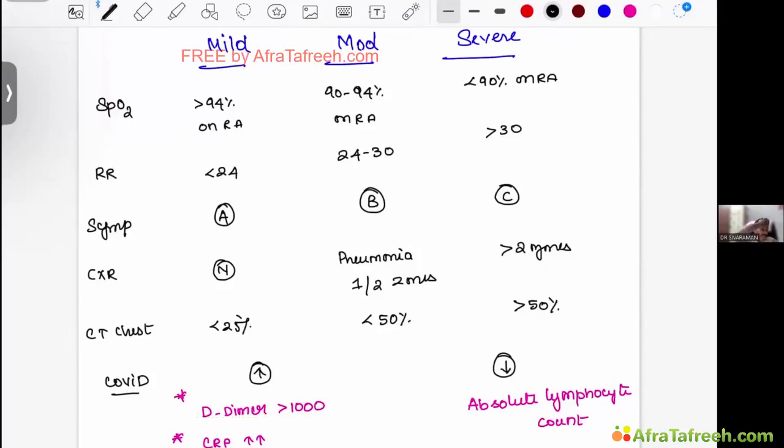Neutrophilia will be there, but whenever the severity increases, you can have neutropenia. Whenever severity increases, you can have neutropenia, but neutrophilia is more common. That only will cause the NLC ratio to increase. More importantly, lymphopenia.